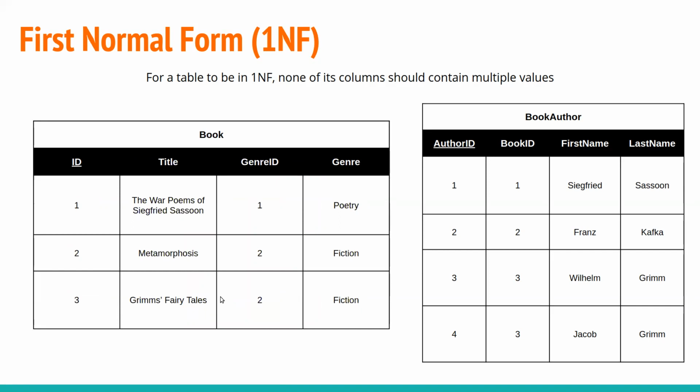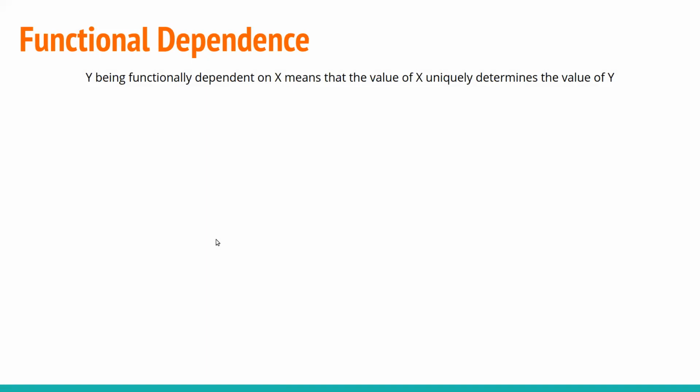Anyway, so that's the first normal form. Pretty easy one. The second normal form is slightly more complicated because it requires us to learn about some new words. The first thing we need to learn about is functional dependence.